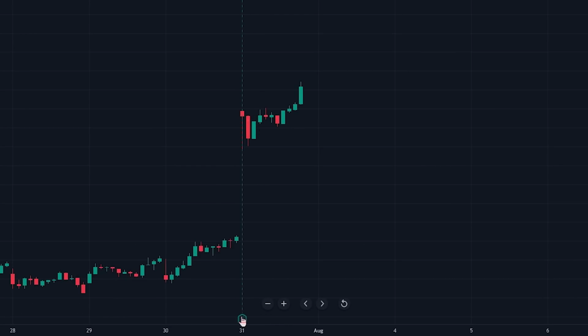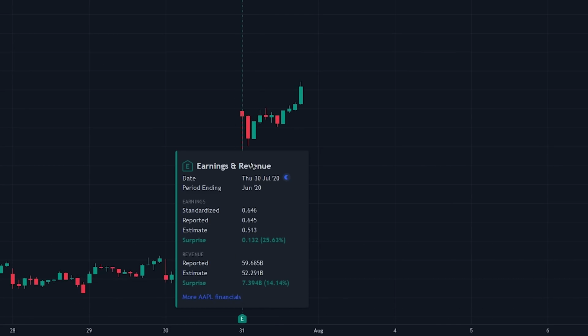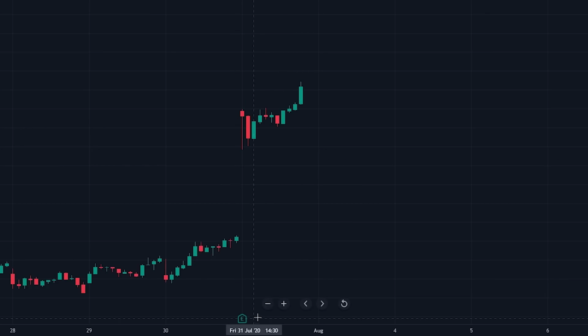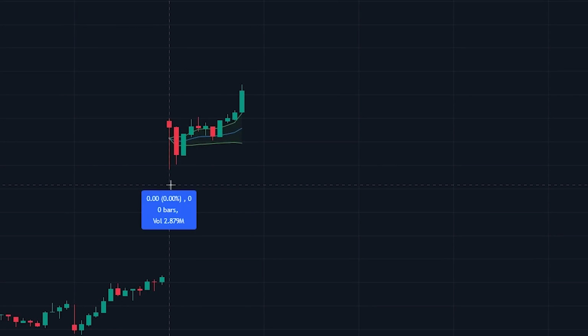Here we see that a new news event occurred. We see an E again, which means that another earnings report occurred here. This means that the first condition has been met. Since this is the case, we will place the anchored VWAP at the close of this candlestick. Now we will wait for 10 candlesticks to close.